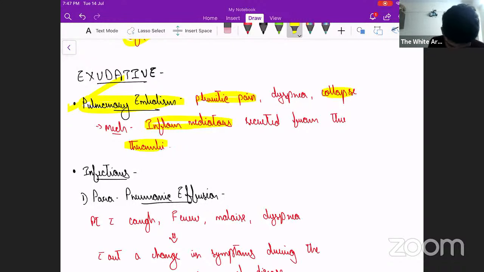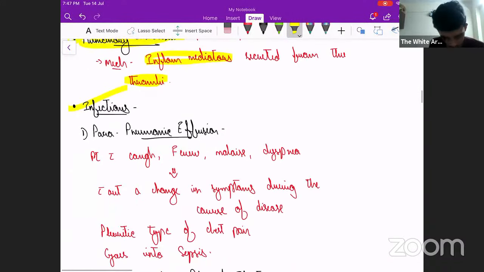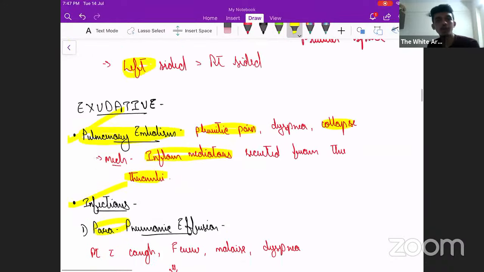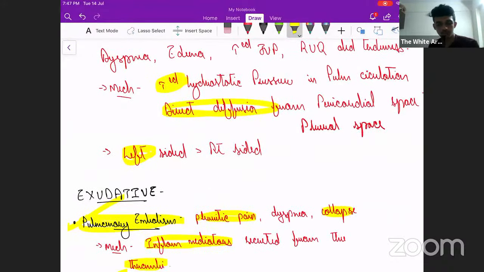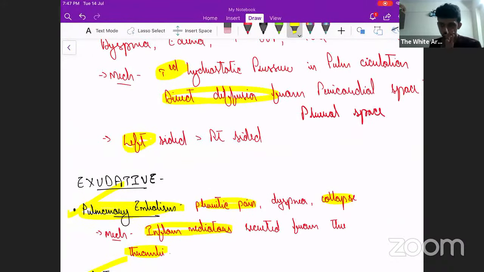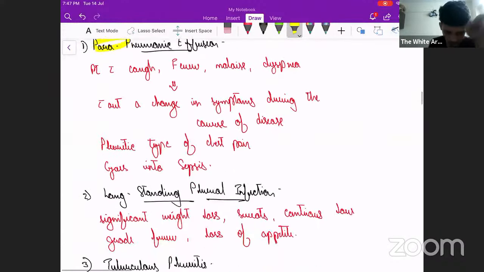Next important cause is infection. Among this, one is parapneumonic effusion. How do we expect a case of parapneumonic effusion to present? The patient will come with normal features of lower respiratory tract infection: cough, dyspnea, chest pain, fever, high grade fever. Then we might put the patient on empirical antibiotics. But even after 4 to 5 days of empirical antibiotics, either the symptoms worsen or they persist. Then we can think of parapneumonic effusion.